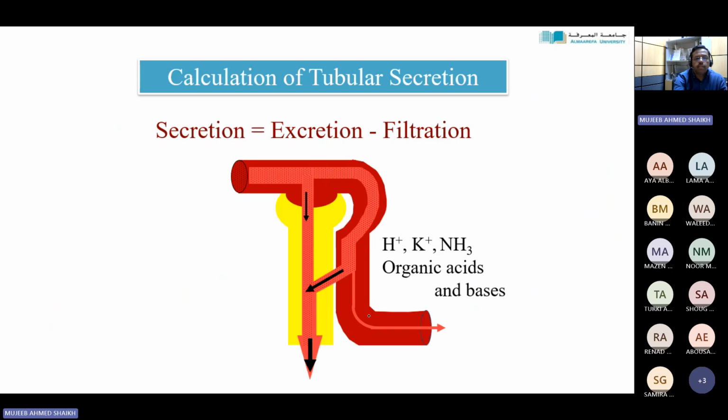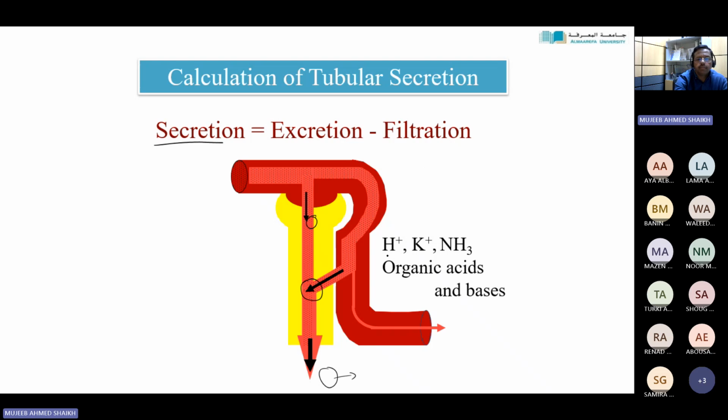So in general, we can say secretion is equal to this, the one which is coming here. Secretion is equal to the total excreted amount minus the filtration amount. So secretion is equal to excretion minus filtration.